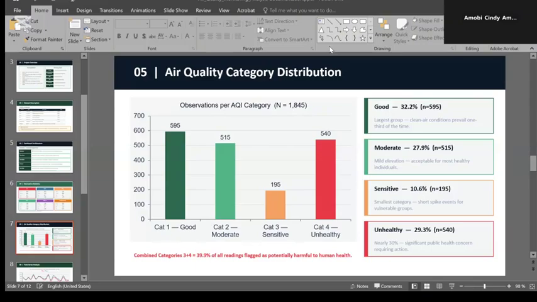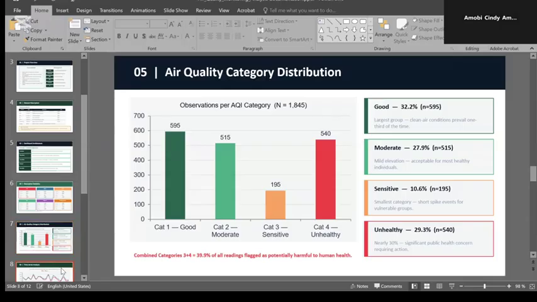Put together, sensitive and unhealthy, that is categories 3 and 4, they account for 39.9% of all readings, and that is the headline number. Almost 4 in 10 readings in this dataset represent conditions that are potentially harmful to human health. Now, moving on to the time series analysis.